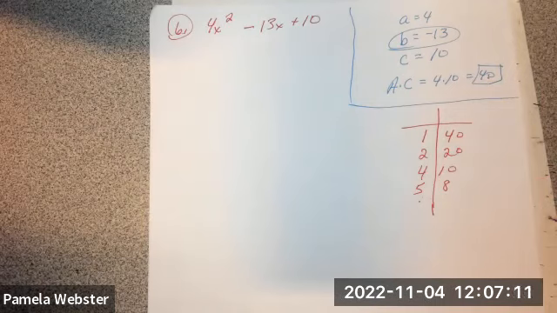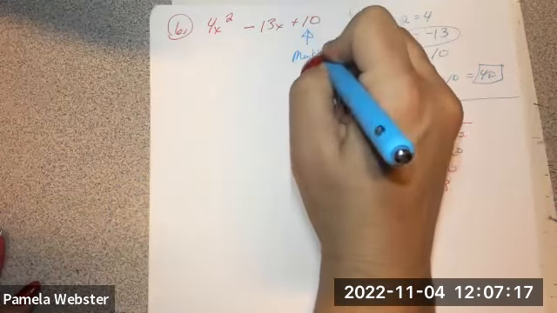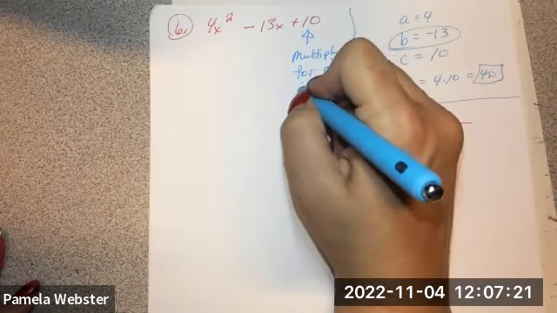Now let's pay really close attention to these signs, okay? 2 things multiply together for a negative. I'm sorry, a positive.